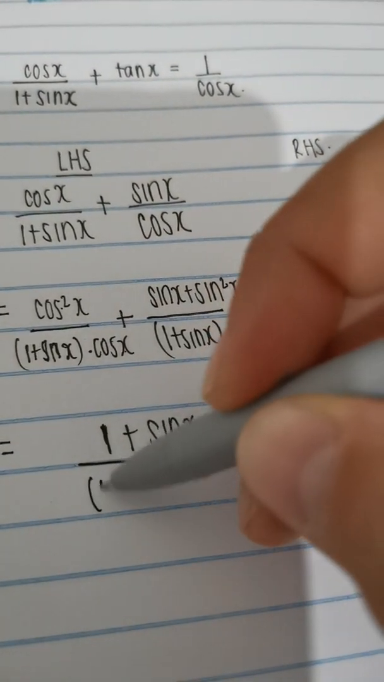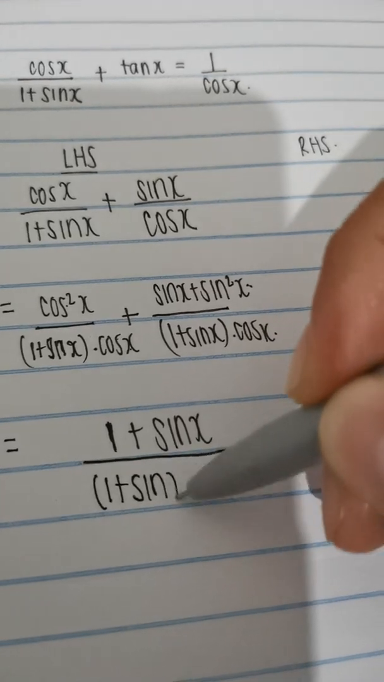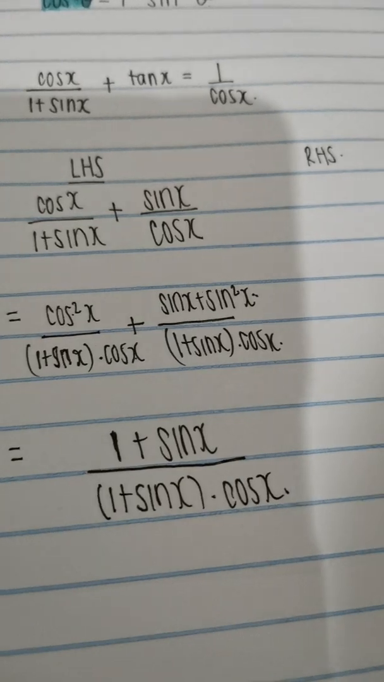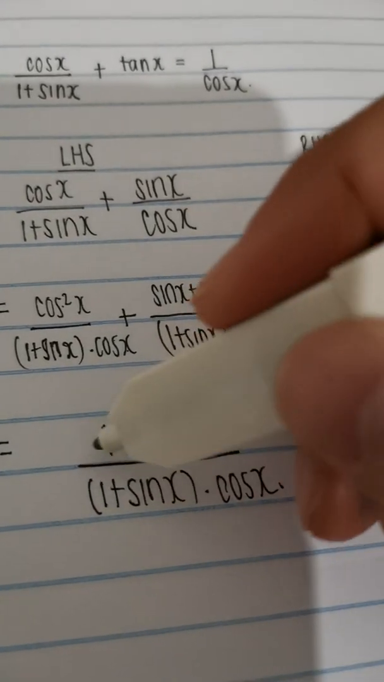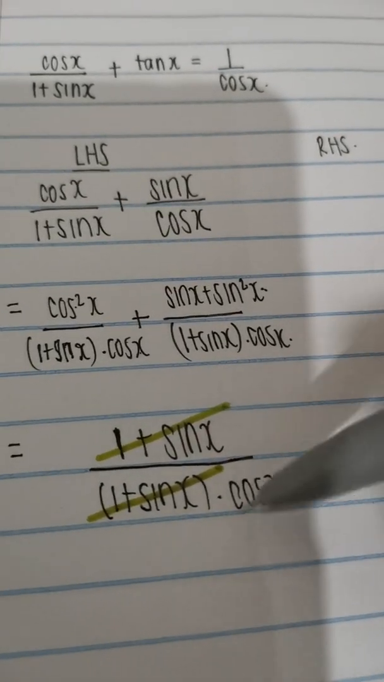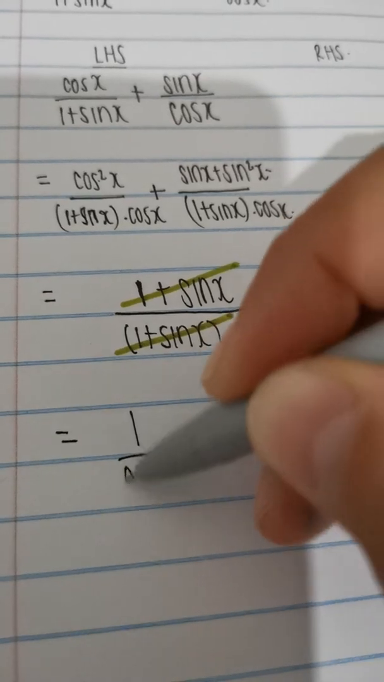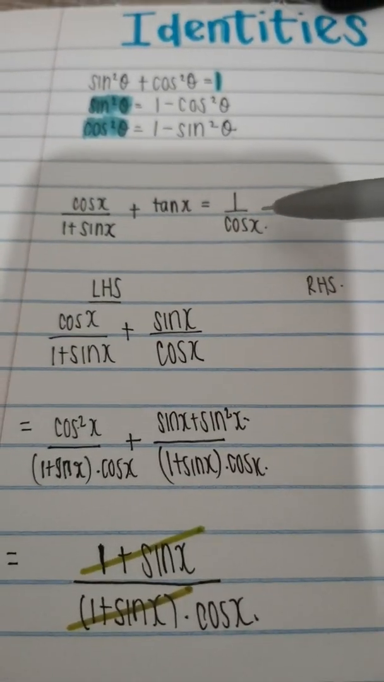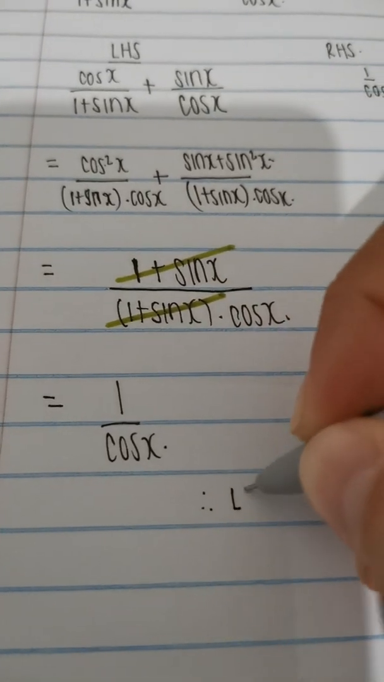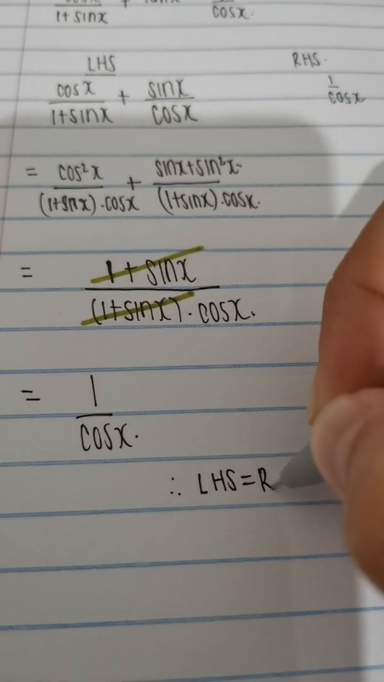Then in my denominator, I have 1 plus sine x multiplied by cos x, right? You see that our whole numerator can cancel with that, and that's possible because in the denominator I only have one term, right? And I am left with 1 over cos x. If you remember, that's exactly what my right hand side was supposed to be. Let's just write that down, the right hand side. Therefore, left hand side equals right hand side.